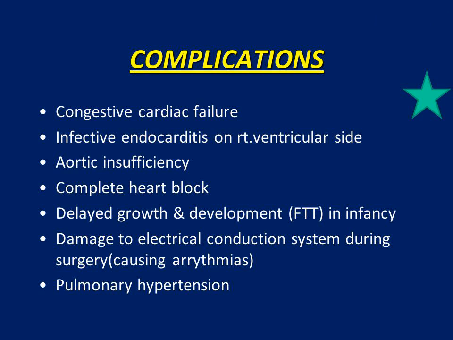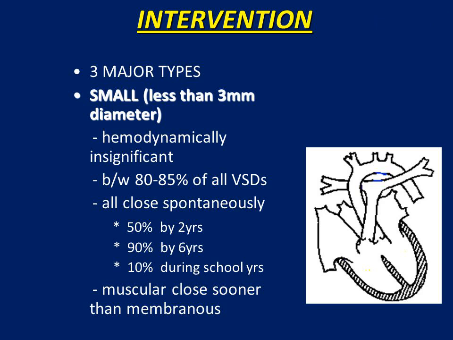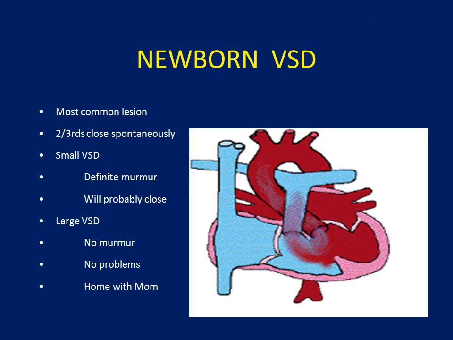Pulmonary hypertension. Intervention: three major types. Small: less than 3 mm diameter, hemodynamically insignificant, 80 to 85% of all VSDs. All close spontaneously: 50% by 2 years, 90% by 6 years, 10% during school years. Muscular close sooner than membranous. Newborn VSD is the most common lesion; two thirds close spontaneously.